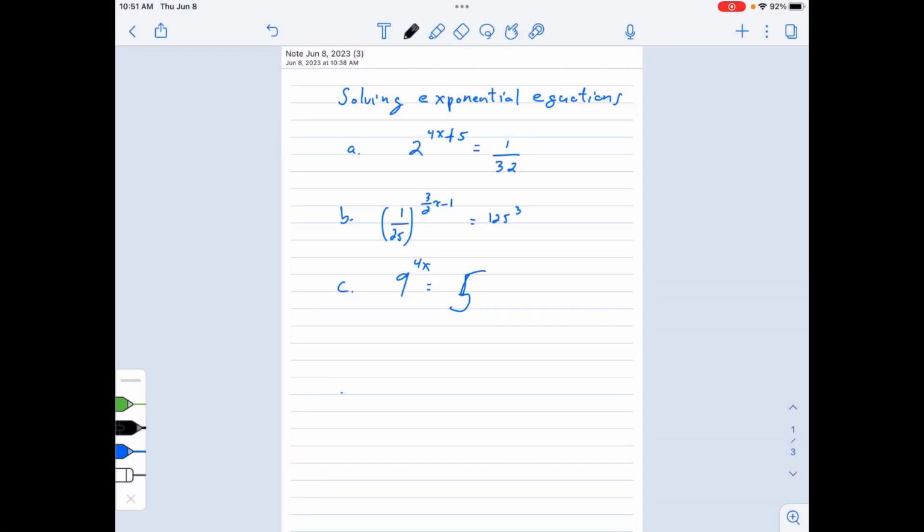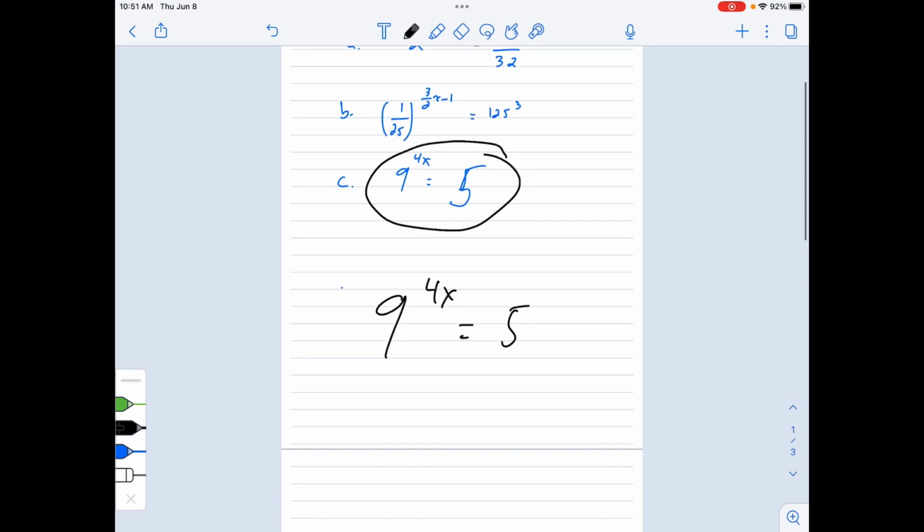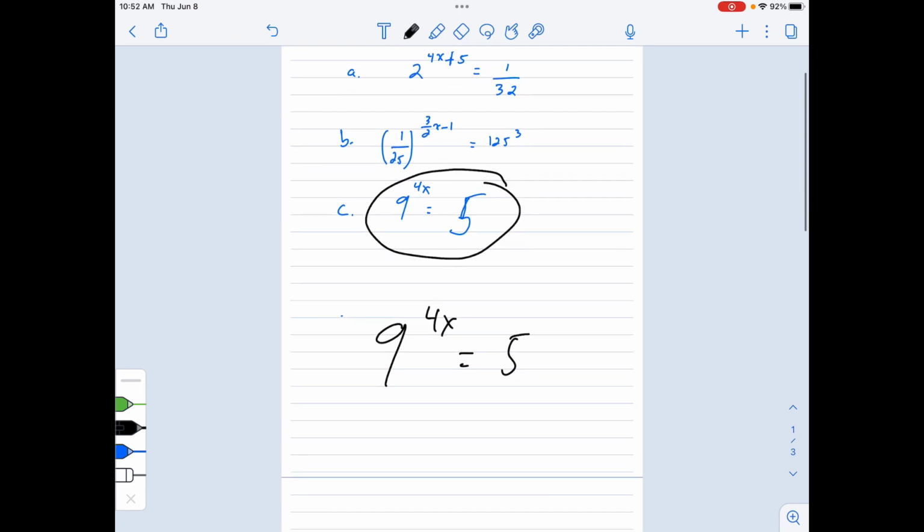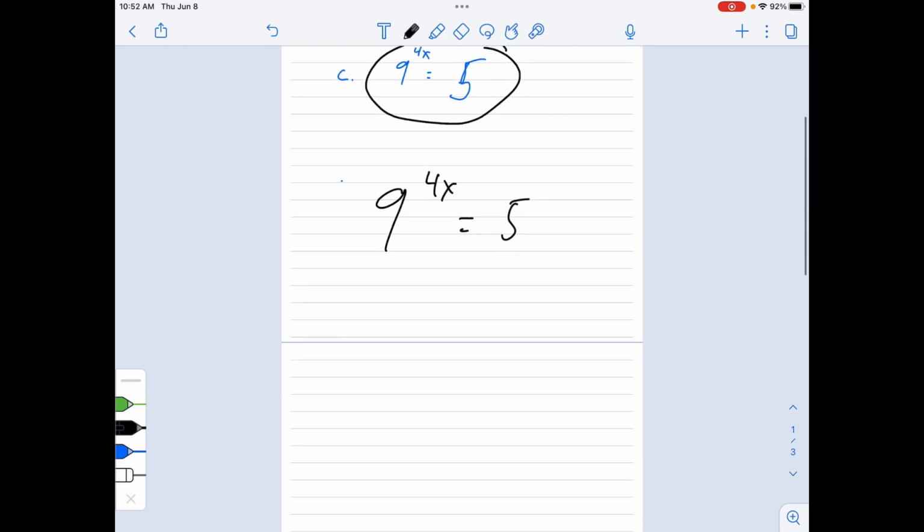Okay, so today we'll be looking at this equation, 9 to the 4x equals 5, part C here. Let me just rewrite that, 9 to the 4x equals 5. Yeah, that 4x is a little small. And we're just trying to solve this equation. And from a previous video, I solved parts A and B.